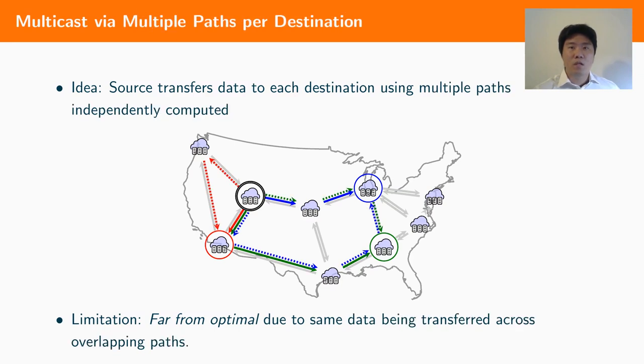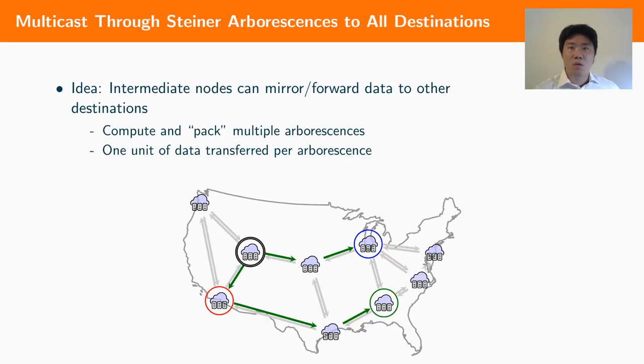To better utilize the existing bandwidth, multipath multicasting utilizes multiple paths to each destination. However, this is still not optimal as paths carrying the same data could overlap, which is inefficient as the same data traverses those overlapping links multiple times. Accordingly, we can avoid such duplicate transmission by allowing intermediate nodes to not only forward but also mirror data, which leads to the Steiner arborescences.